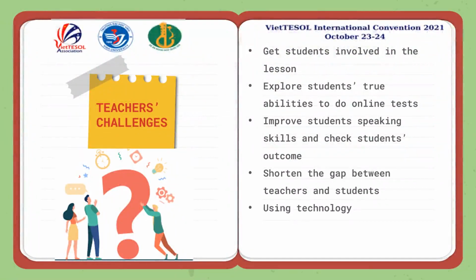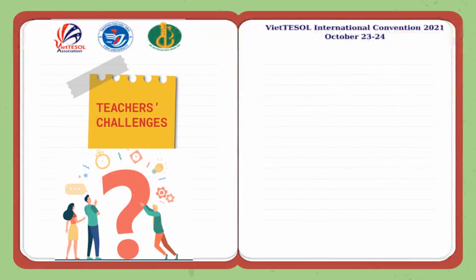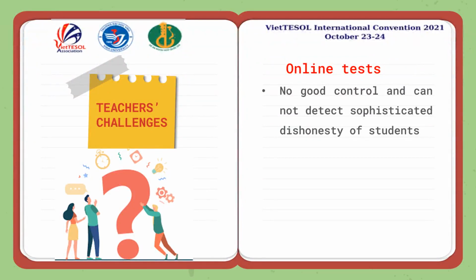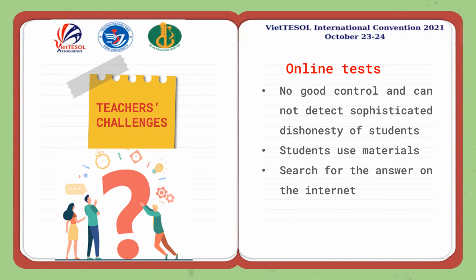Another challenge is technology. Teachers have to choose suitable platforms or interactive tools or websites for the students, not only in the class, but also outside the class. One of the biggest challenges of the teachers at UIT is how to conduct online tests. They have no good control and cannot detect sophisticated dishonesty of students, and the students can use materials or search for the answer on the internet while doing the test. Especially, the internet connection is also a factor that affects the results of the test.